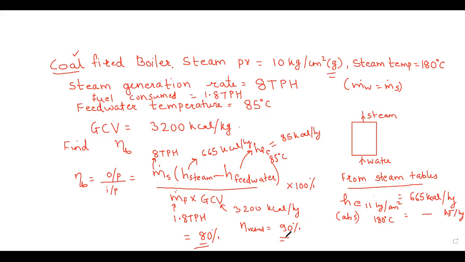Very simple numerical. You can try out this numerical with different values, for example, you can change the pressure to 20 bar, change the temperature to 300 degrees centigrade, change the steam flow rate and the fuel consumption value, and you can solve n number of problems to make sure that you have understood the concept very well. I hope this clears up one of the important concepts, that is, obtaining the boiler efficiency using the direct method. So that's all. Bye for now.